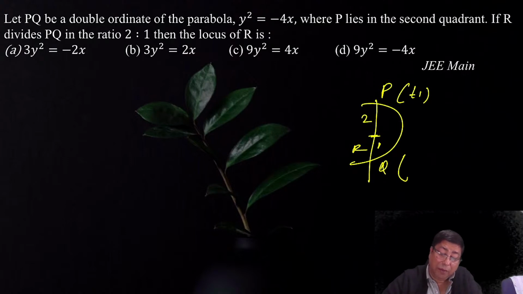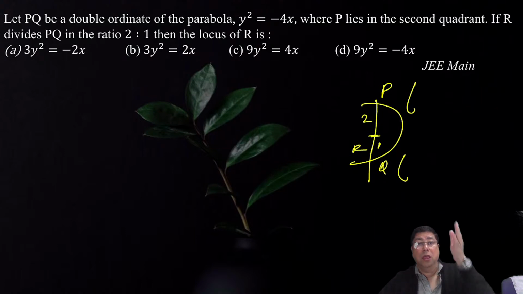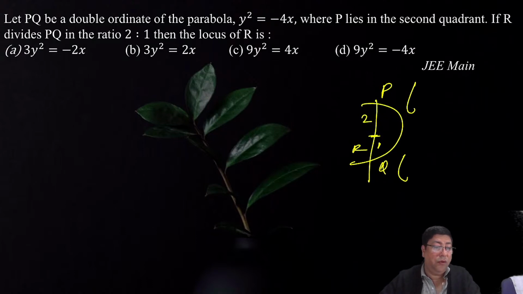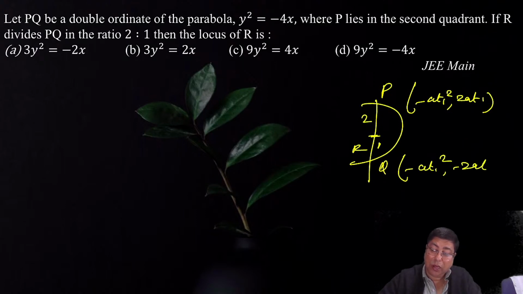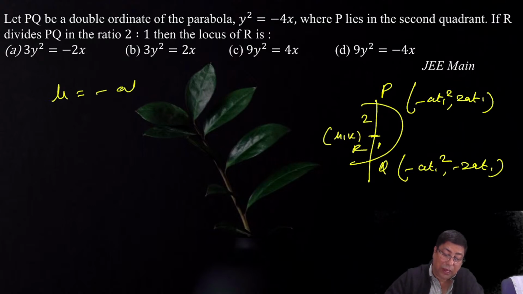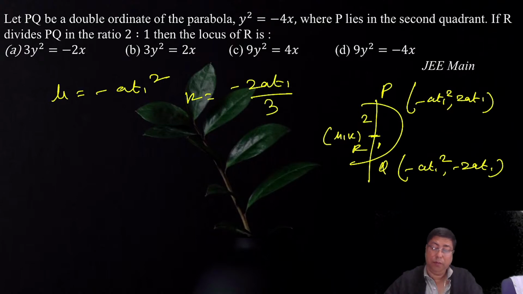I am writing the points, because it is better to write them. Since it is a double ordinate, it is parallel to the directrix. And P is in the second quadrant, so Q is in the third quadrant. So the points are numerically the same, they just differ by the minus sign. Therefore, we can write them as (-at1², 2at1) and (-at1², -2at1). Okay, and R is the point, suppose (h, k). Therefore, h = -at1² and k = -2at1/3.